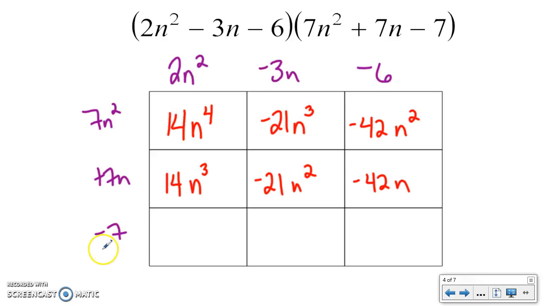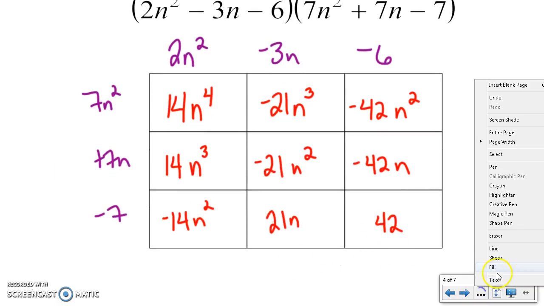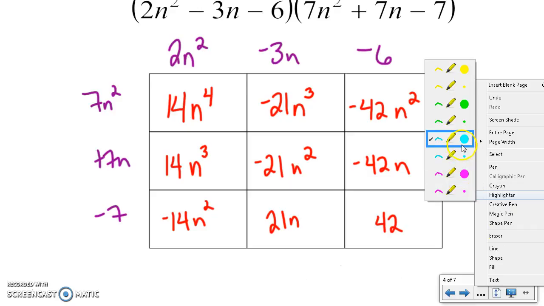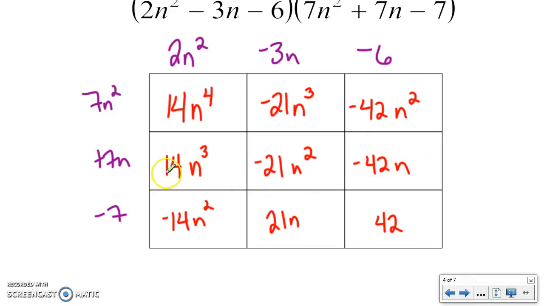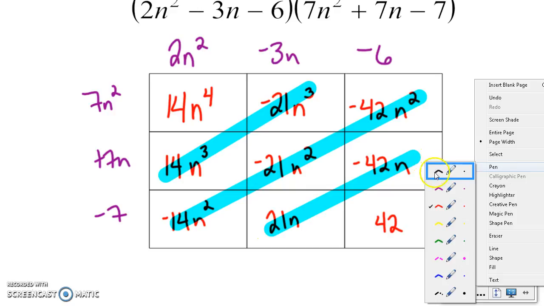And then on the bottom, negative 7 times 2 is negative 14, and then we have our n squared. Negative 7 times negative 3 is positive 21n. And negative 7 times negative 6 is positive 42. Okay, so now we've multiplied to fill this in. We're going to go ahead and combine our like terms. And it should work out that we can combine these diagonally. So those should be my like terms there.